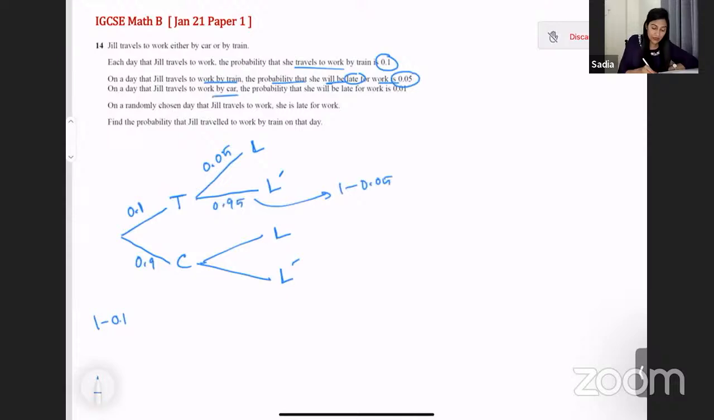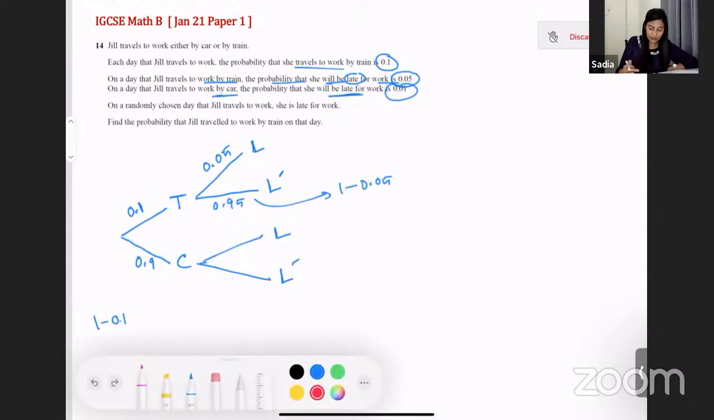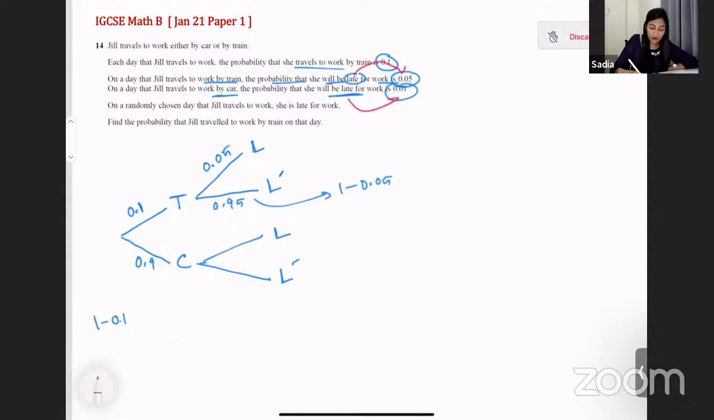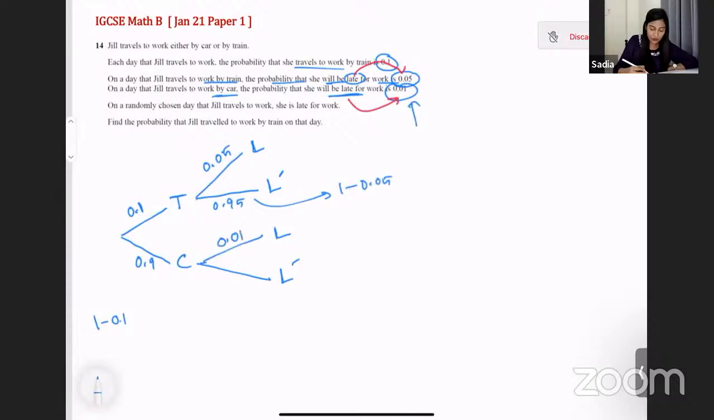Then if you go by a car, you'll still be late 0.01. So car late. So this value is given. As in, they have given us the probability of being late, but two different values. One for the time when you are traveling by train, and the second one is for the situation when you are traveling by a car. So this one is 0.01, and this value 1 minus 0.01 will be 0.99.